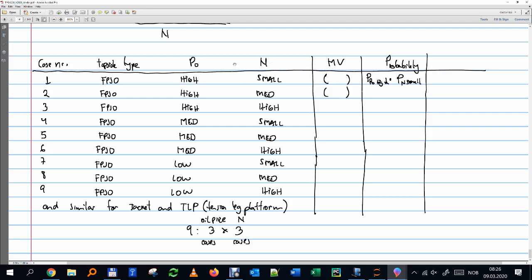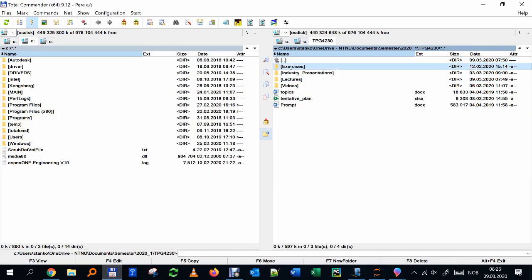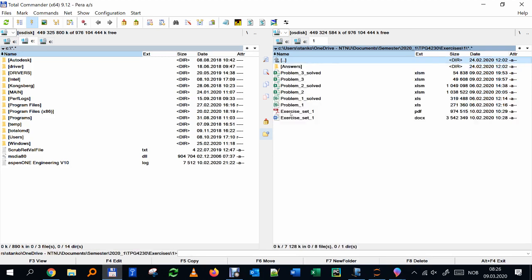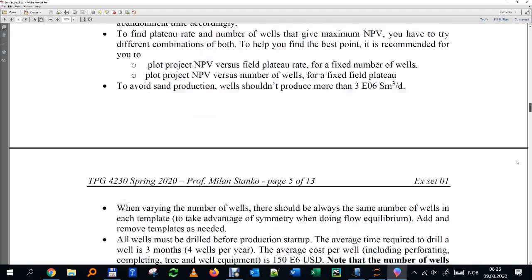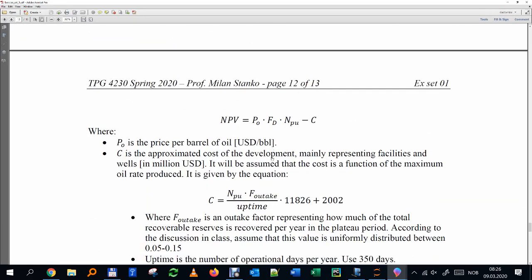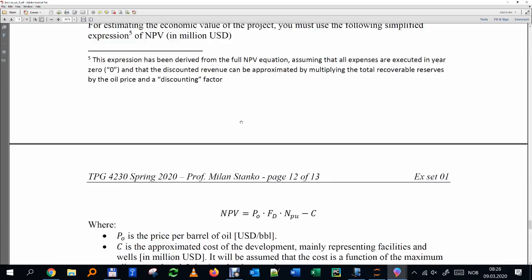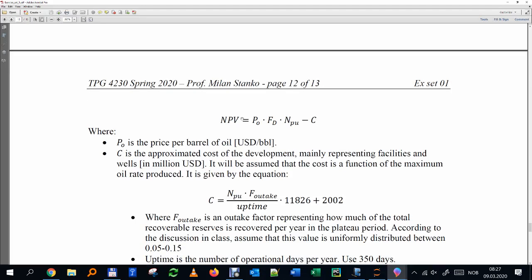After I have this, I can calculate the value of each option. I think this is the last exercise of exercise set 1. You have an expression which is a bit like that. For early field development, they recommended using that expression, and if I have the price, the NP, and the cost, I can calculate the NPV.